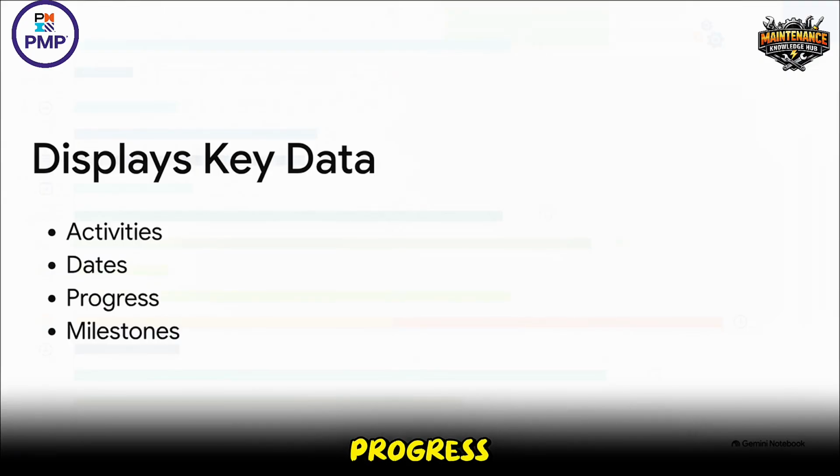Plus, it tracks progress, showing exactly how much work is actually done. And crucially, this is a big one, it highlights dependencies. It tells you exactly which tasks are stuck waiting for another task to finish. Finally, it plots out your milestones. By pulling all of this into a single coherent view, the Gantt chart just becomes the undisputed single source of truth for your whole team.